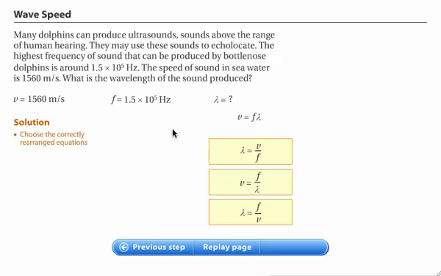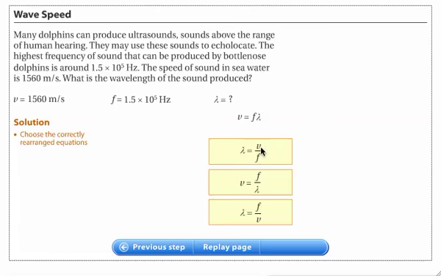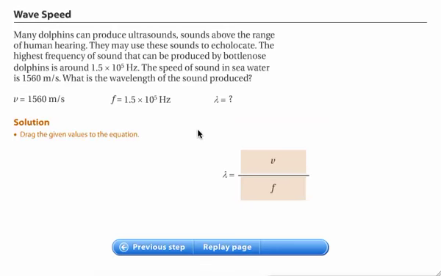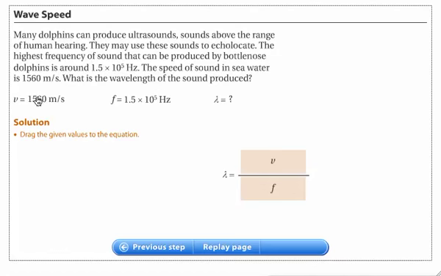Now we have to choose the appropriate equation to rearrange it so that we can solve for our unknown. We're looking for the wavelength. We need to get rid of the frequency, so we're going to divide both sides by frequency. And the first equation is going to satisfy that. Now we just need to put the values into the equation. We substitute in our velocity and our frequency, and we're ready to go.